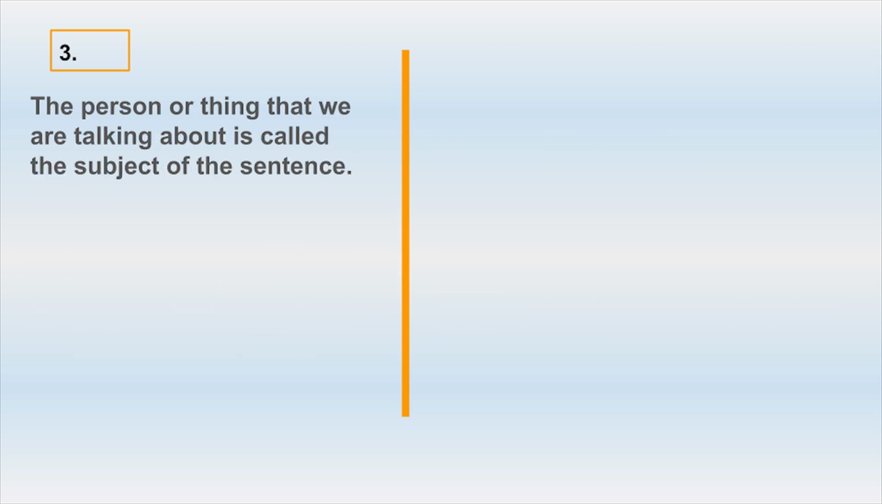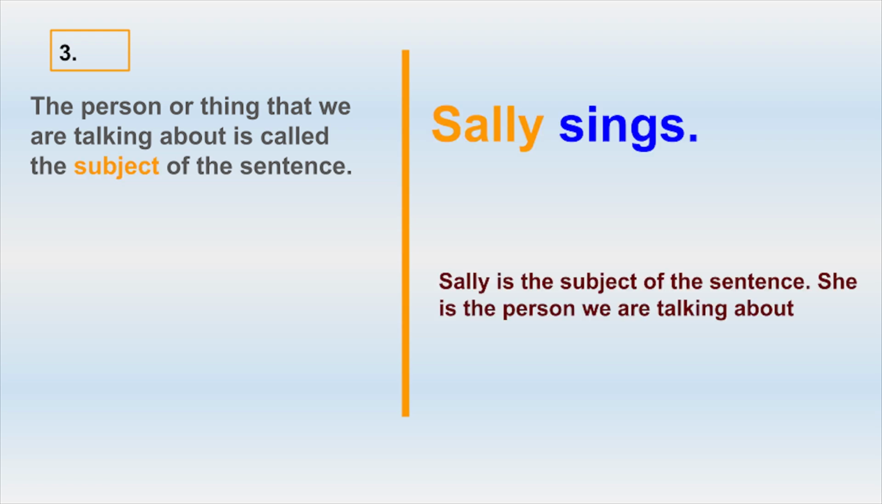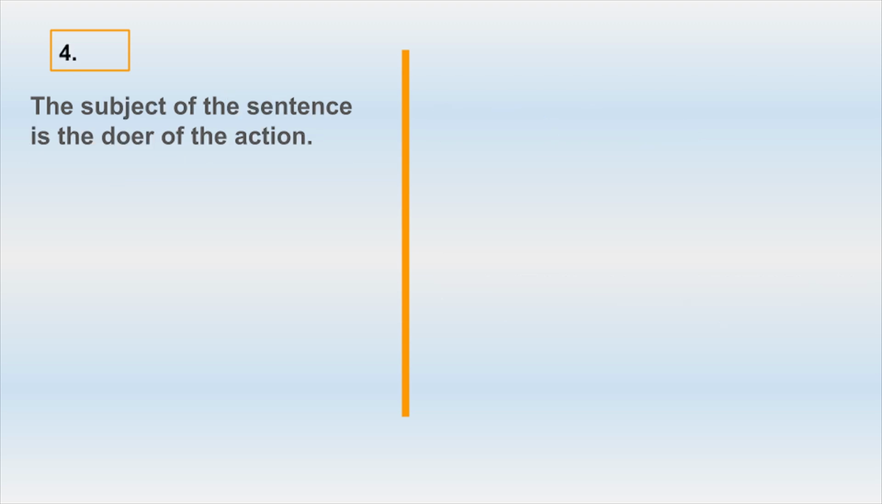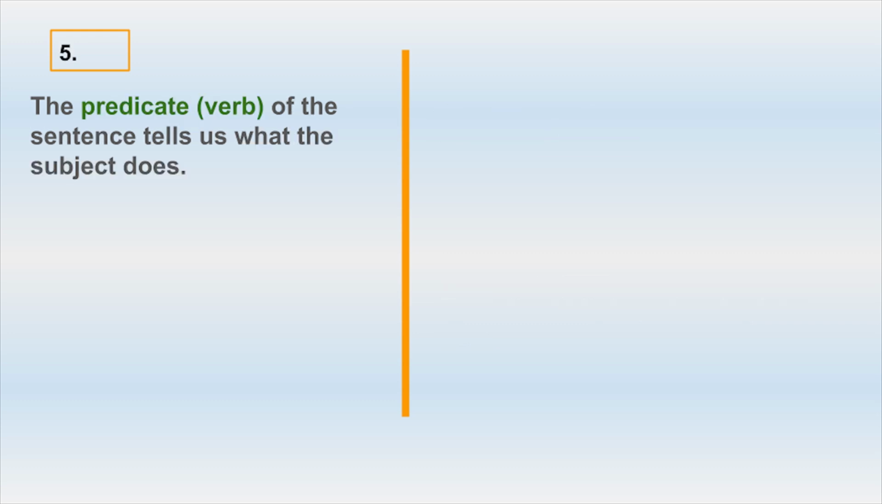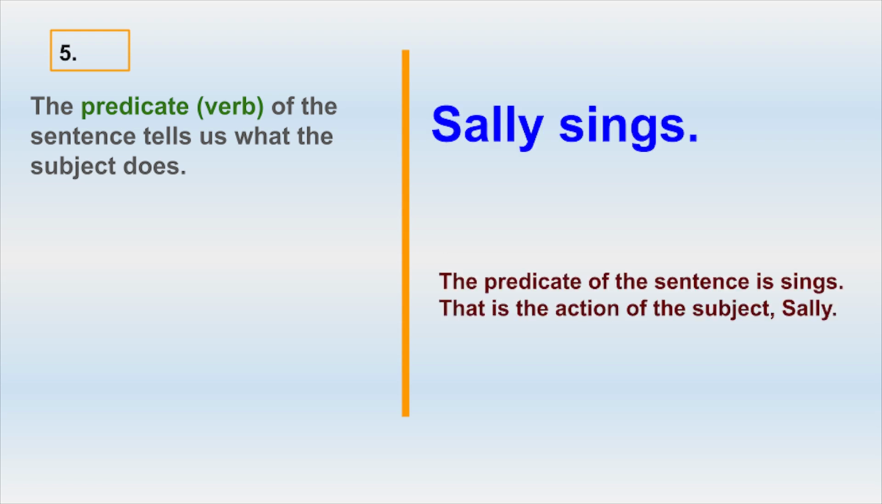So the person or thing that we are talking about is called the subject of the sentence. Sally sings. Sally is the subject of the sentence. She is the person we're talking about. The subject of the sentence is the doer of the action. Sally is the doer of the action. The action Sally is performing is to sing. The predicate or verb of the sentence tells us what the subject does. Sally sings. The predicate of the sentence is sings. That is the action of the subject, Sally.